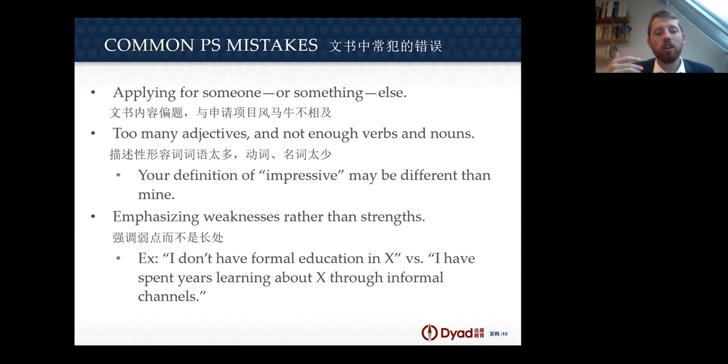So she changed it to something more along the lines of, I have spent years learning about X through informal channels. In the first case, it emphasizes what she lacks. In the second case, it emphasizes all the experience she has, and also leads you to believe that studying journalism more formally is going to be a natural progression along her path. So whenever we're phrasing how the program can help us or how the job or opportunity can help us, make sure we're emphasizing our strengths rather than our weaknesses.